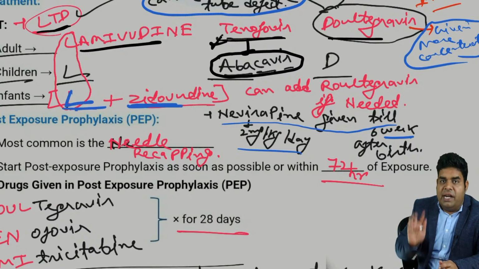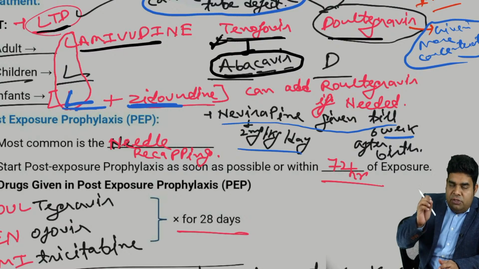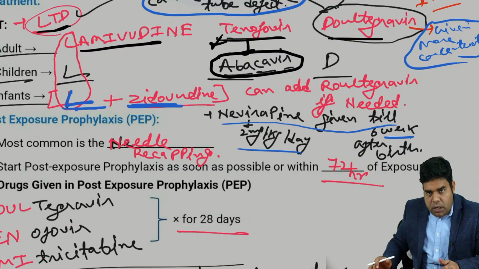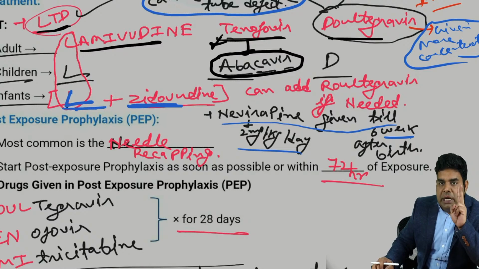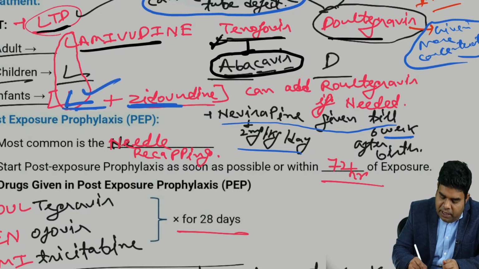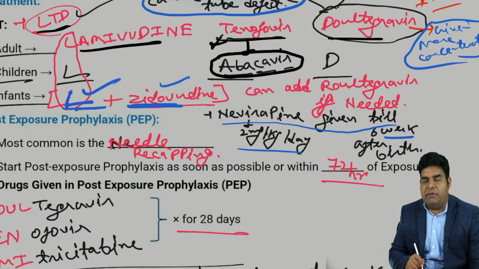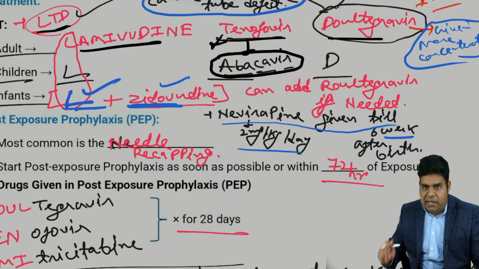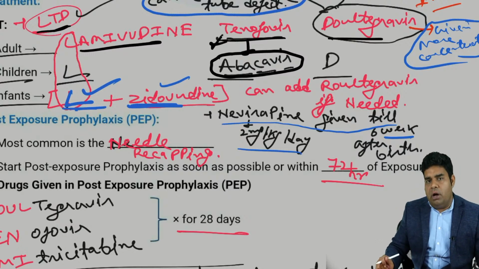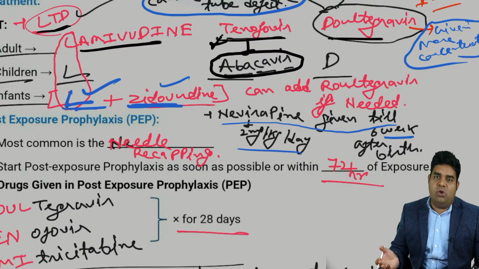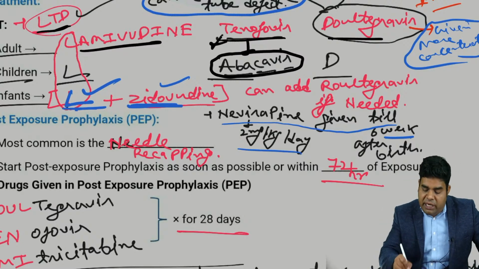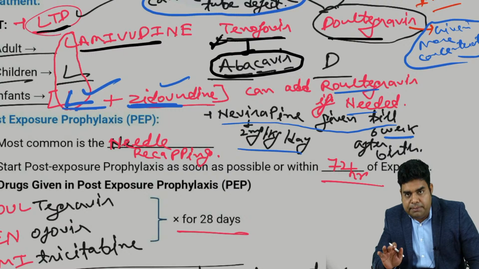So what are the 3 drugs given till 6 months? Zidovudine, lamivudine, nevirapine. Okay. But if they ask only 2 drugs, the better answer will be lamivudine, zidovudine, because these are the drugs given from 6 weeks till 1 year. Okay. And if the child's CD4 count is not increasing with these 2 medicines, we can add raltegravir if needed.